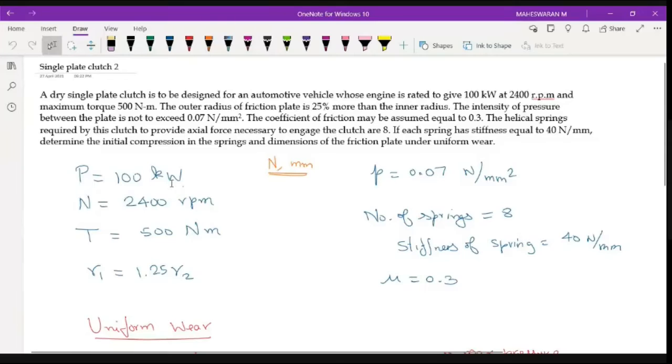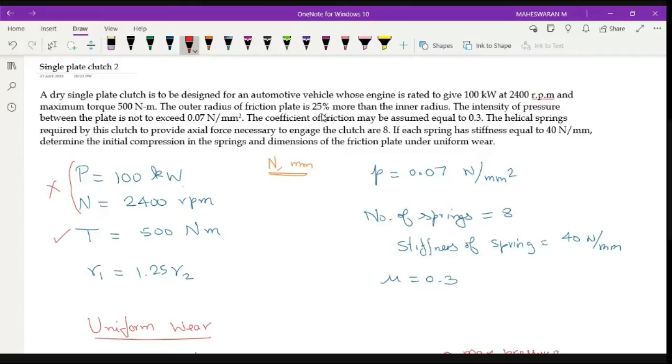Power is 100 kilowatt and your speed is 2400 rpm, but the maximum torque they mentioned is 500 Newton meter. So this fluid data is not necessary to use, because even though we identify the torque, that torque is minimum when compared to this one. So in order to design a clutch, we use this torque to solve the problem, right?